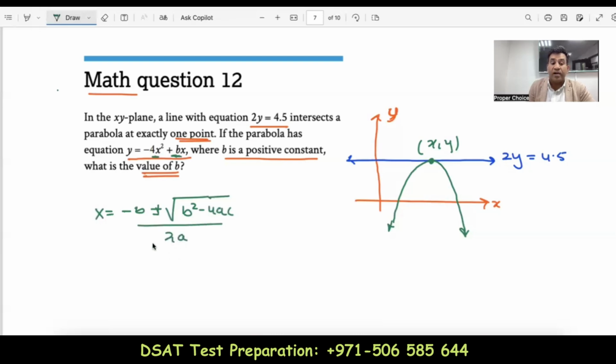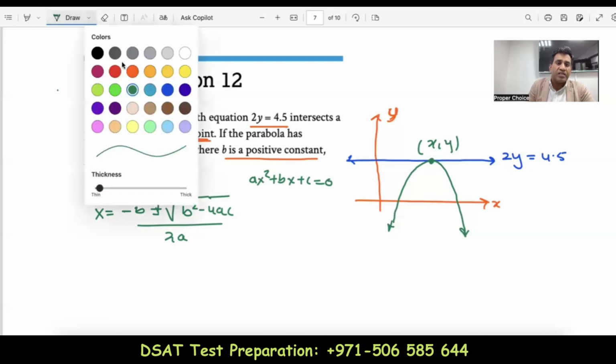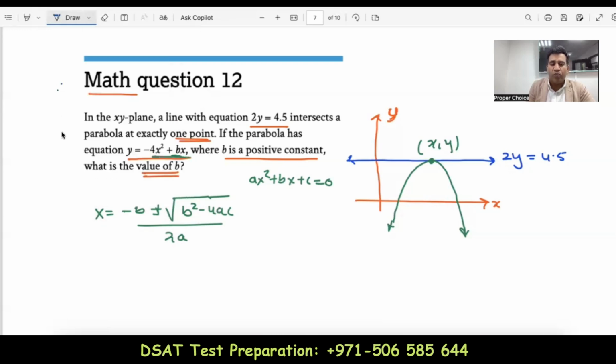This is the quadratic formula we use to solve a quadratic equation, which is given in the form ax squared plus bx plus c equals 0. This is the same format as what has been given. Now, how do I decide how to solve this? As I said, they have given us the hint: a parabola intersects exactly at one point. It means this parabola has exactly one solution.